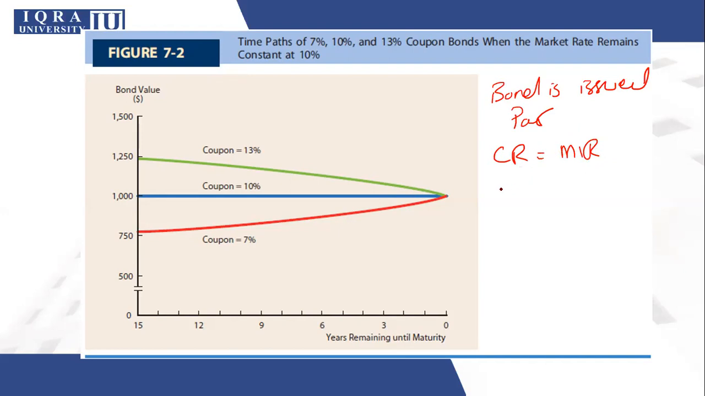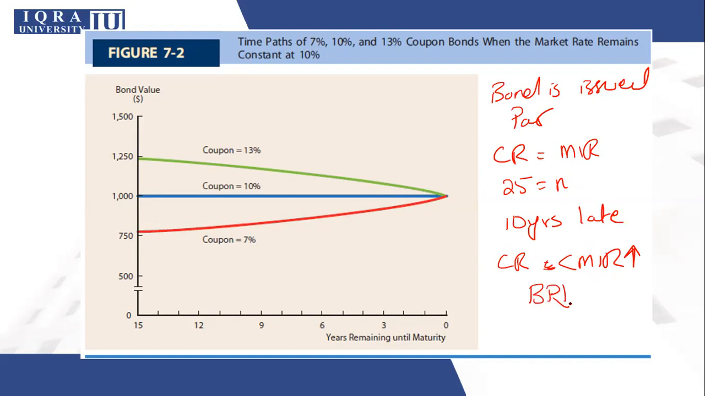So if a 25-year bond has been issued, then 10 years later the market interest rate may have increased a lot, and the coupon rate is still the same. If the market interest rate has gone up and the same coupon rate is being offered, then the bond price will go down. Even though the characteristics of the bond are the same, it's still offering the same coupon rate, the bond price is going to go down.